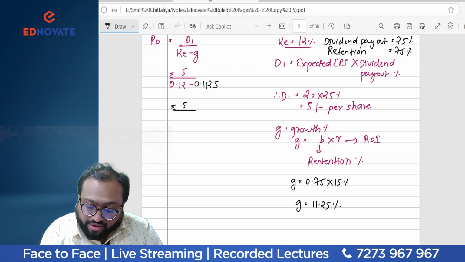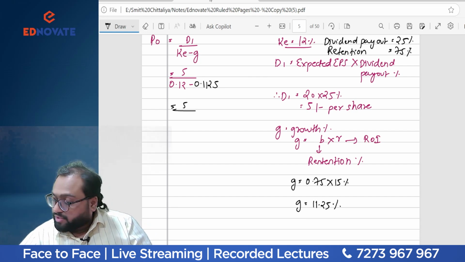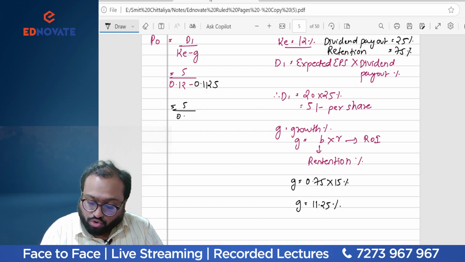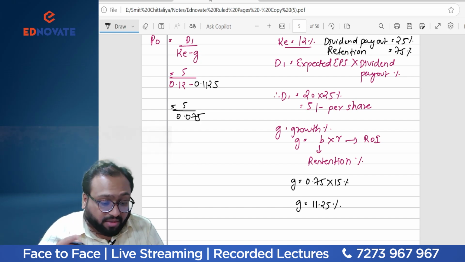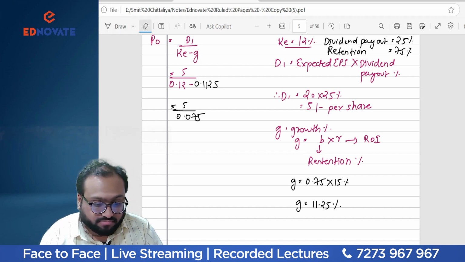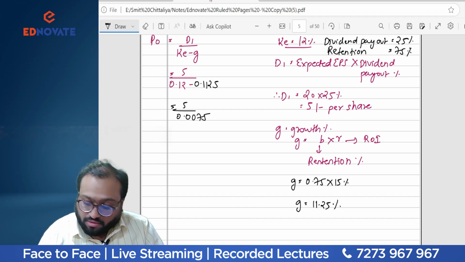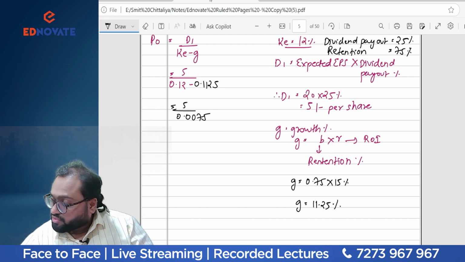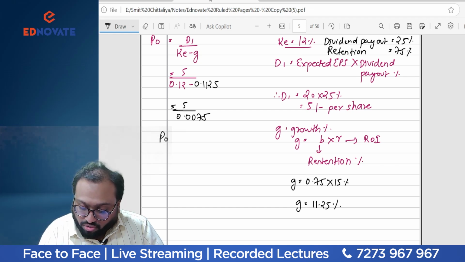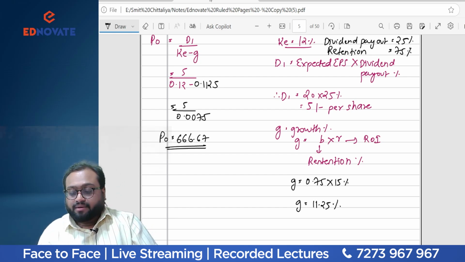Write down 0.1125. 5 divided by 0.12 minus 0.1125, you will get 0.0075, if I am not wrong, and 5 divided by 0.0075, you will get something like 666.67. Your intrinsic market price will be 666.67, recurring, per share.